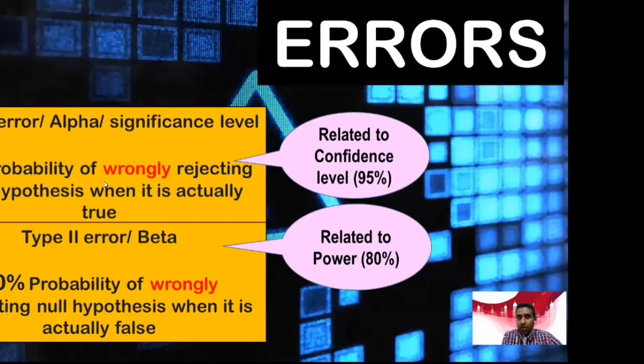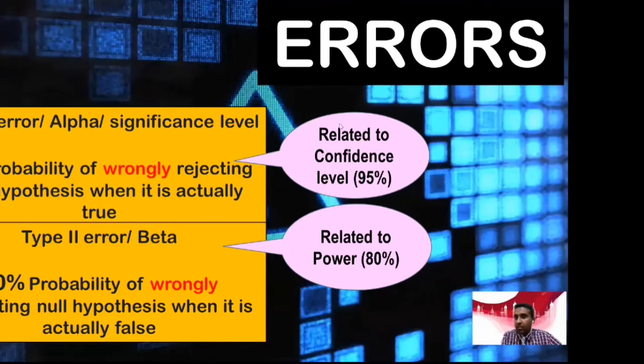Remember, any study carries a substantial amount of risk and errors, but we cannot conduct a study without any error, right? But we want to keep the error as minimal as possible. So that's why we are keeping the type 1 error at 5%, because it is a very serious error. So 5% probability of wrongly rejecting a null hypothesis when it is actually true.